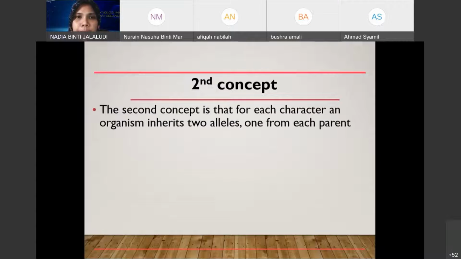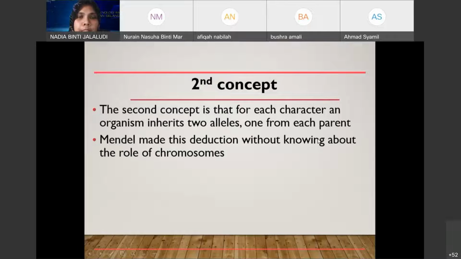So second concept is that for each character an organism inherits 2 alleles, one from each parent. So untuk setiap karakter, setiap traits lah yang kita boleh nampak sama ada purple or white tu kan. So kita inherits 2 alleles, one from each parent. So Mendel made this deduction without knowing about the role of chromosomes. Masa ni tak tahu lagi yang kromosom boleh ada sepasang homologous kromosom lah, macam mana pairing apa semua. Masa ni dia tak tahu, dia secara general je lah.